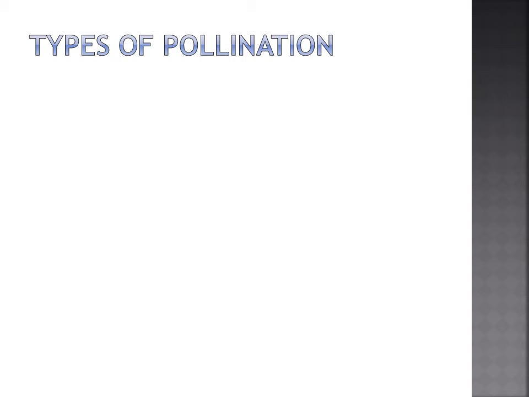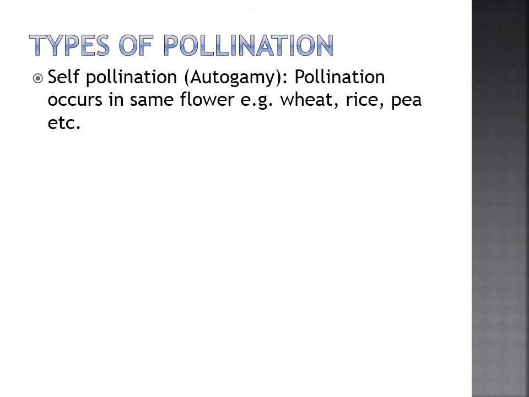Now we will learn types of pollination. How many types of pollination are there? There are 2 types of pollination, self pollination and cross pollination. What is the meaning of self pollination? When pollen grains are transferred from anther to stigma in the same flower, it is known as self pollination. Self pollination is also known as autogamy. Examples are wheat, rice, pea, etc.